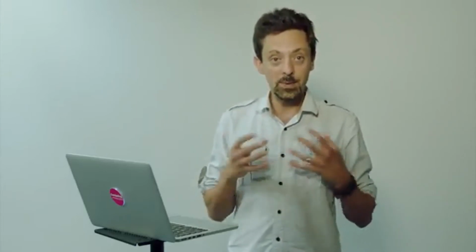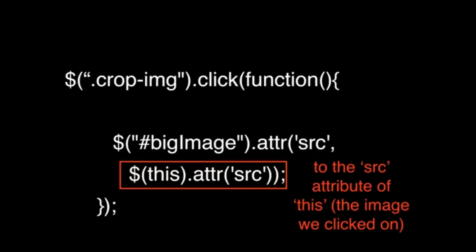Now, we don't know what that value is straight away. It depends on which of the images we've clicked. And because we're only calling this code once for all of the images, we're going to have to figure out which image it is before we do anything with it. So we can't just type in the value. We have to get it from the image.